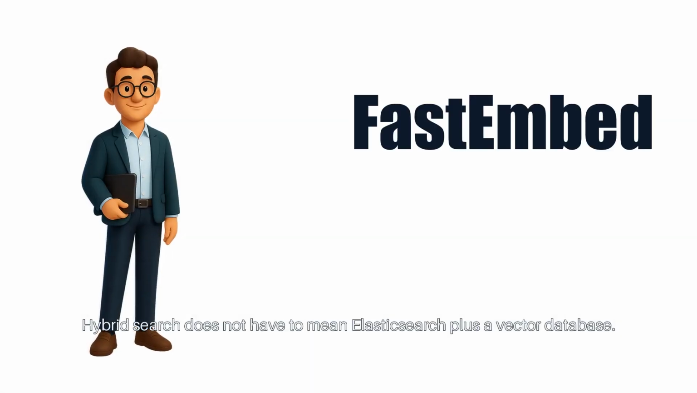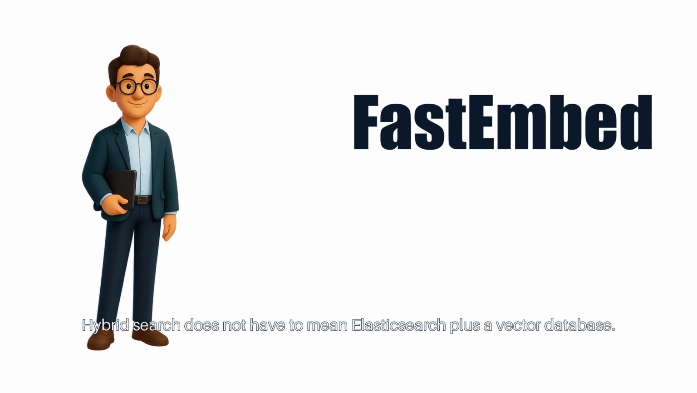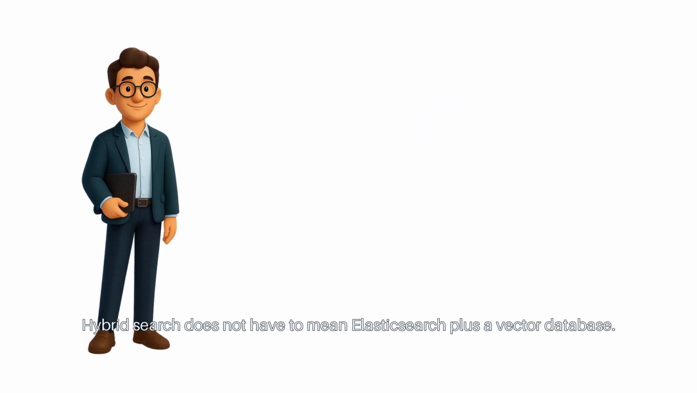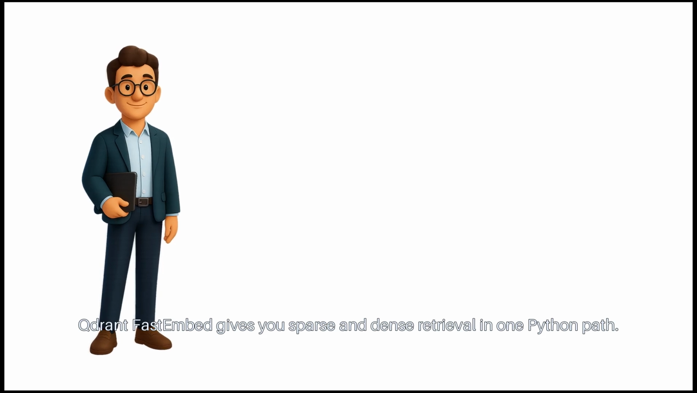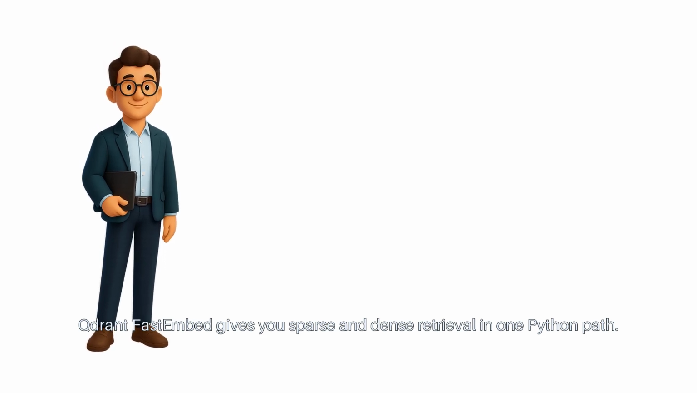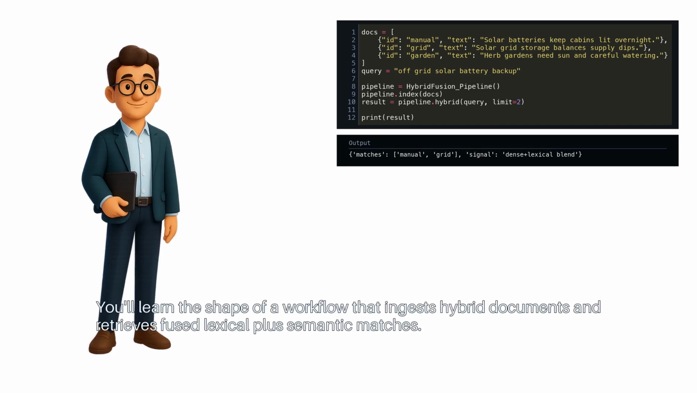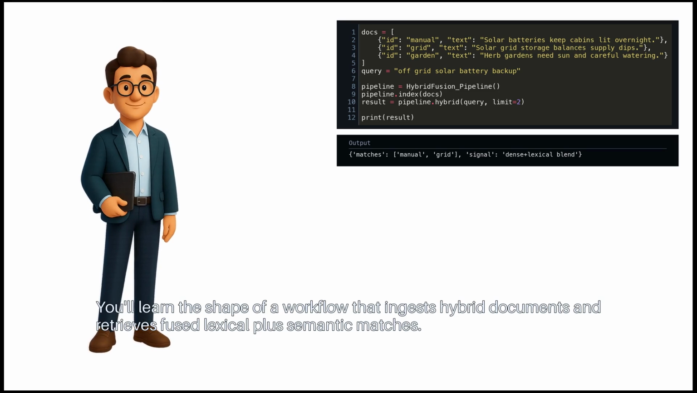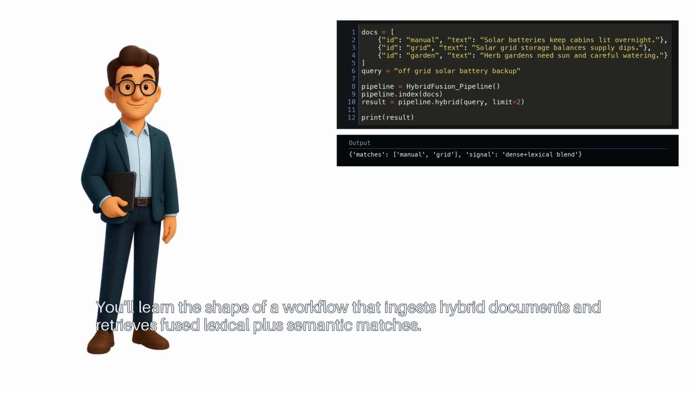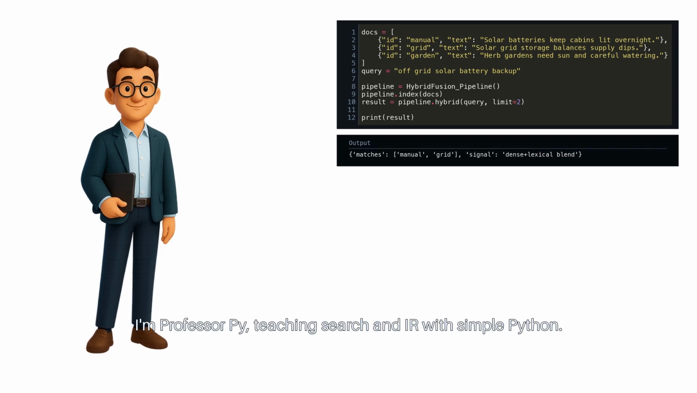Hybrid search does not have to mean Elasticsearch plus a vector database. Qdrant FastEmbed gives you sparse and dense retrieval in one Python path. You'll learn the shape of a workflow that ingests hybrid documents and retrieves fused lexical plus semantic matches. I'm Professor Pi, teaching search and IR with simple Python.